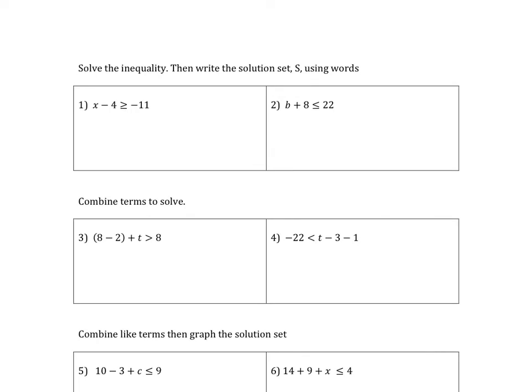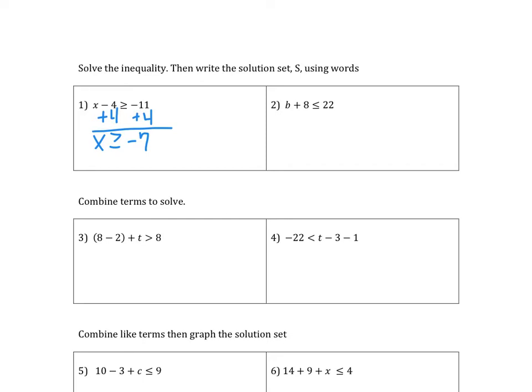Let's take a look at some of our examples. If we have x minus 4 is greater than or equal to negative 11, we're going to add 4 to both sides. And you get x is greater than or equal to negative 7. And it also says to write the solution set S using words. I'm not going to do it here, but what you would put is S equals bracket numbers greater than or equal to negative 7 close bracket.